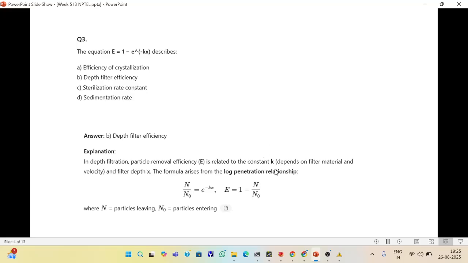So what is the constant K? It depends on the filter material and the velocity and filter depth X. X is here. The formula arises from the log penetration relationship. I am hoping that you all have gone through the lecture material and you understand this equation. If not, just let me know. Okay.